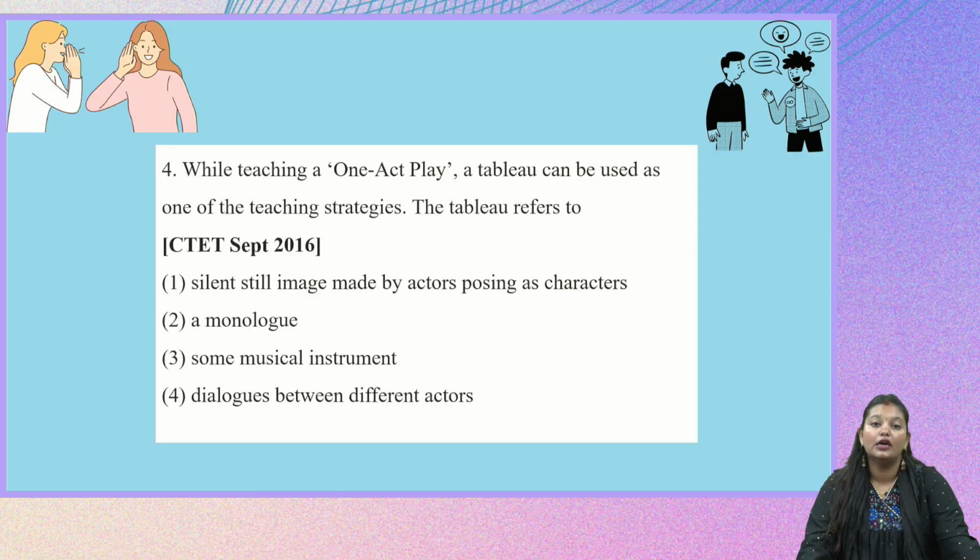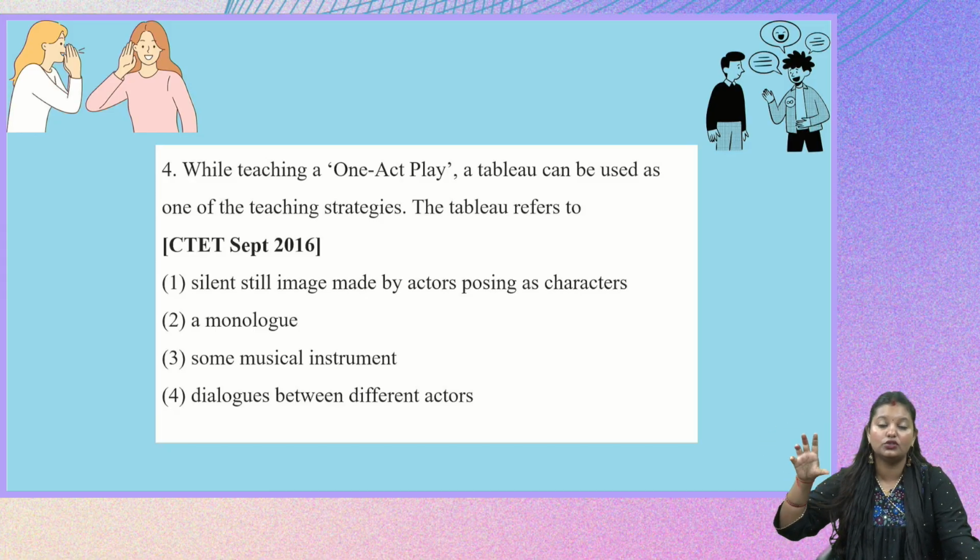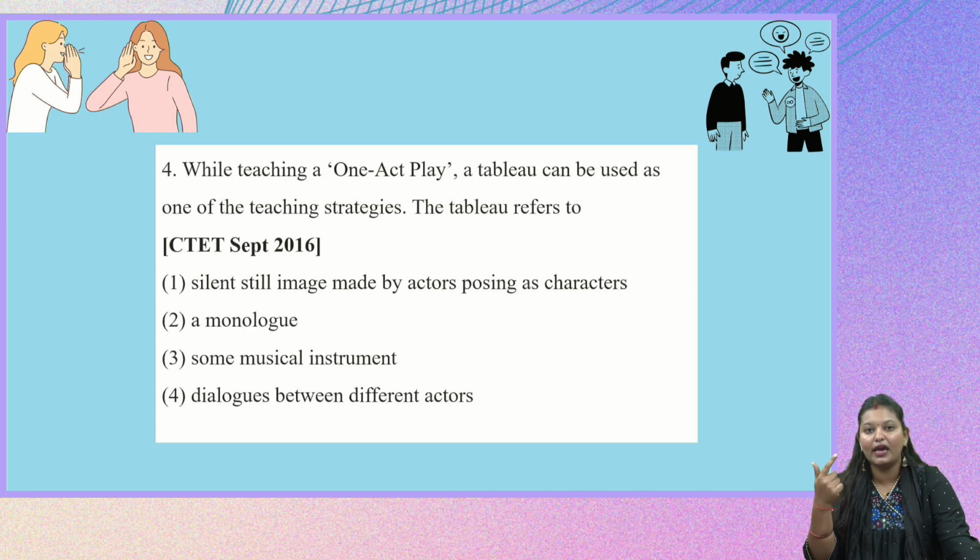Now we are to see between the first option and the fourth option. When it comes to a tableau, it is basically an image or a still of a particular ongoing act. So based on the act, we will ask our students to see what is happening and then try to recreate it. Use their imagination of what the dialogues would be like between these characters and then work on it. So the right answer here would be silent still image made by actors posing as characters.